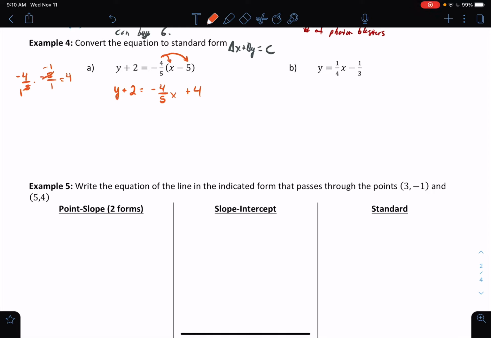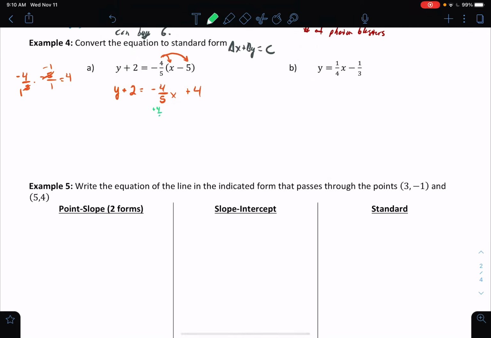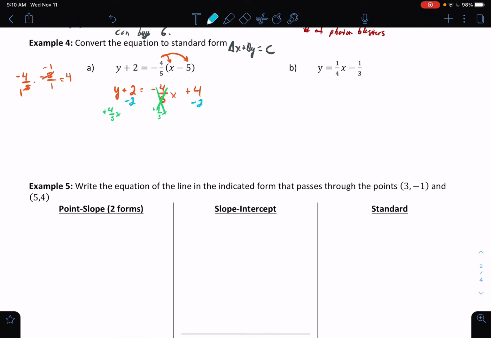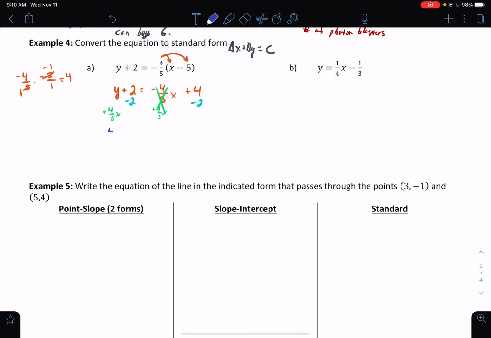Cross cancel, I would give positive 4. Okay? So next, what I need to do is I need to get my x and my y on one side and my constants, or my plain old numbers, on the other. So in order to do that, I'm going to add 4/5 x to both sides, and I'm going to subtract 2 from both sides. All right, and that's going to give me positive 4/5 x plus y equals 2.